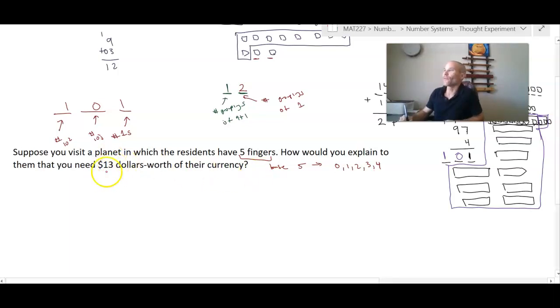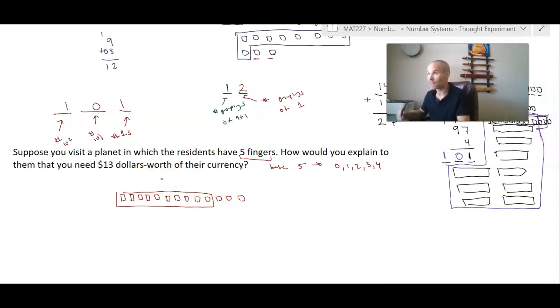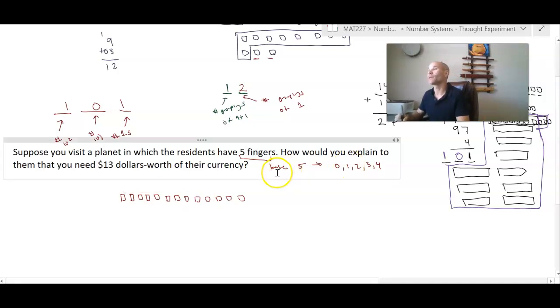So how would we talk about $13? Well, if I represent 13 in our base number system, what we know is 1, 2, 3, 4, 5, 6, 7, 8, 9, 10, 11, 12, 13. What that means is that we can form one group of 10 and then 3 singlets left over. So I can box these in like this, and then I have these 3 singlets left over. I have 1 grouping of 10 and then 3 groupings of 1.